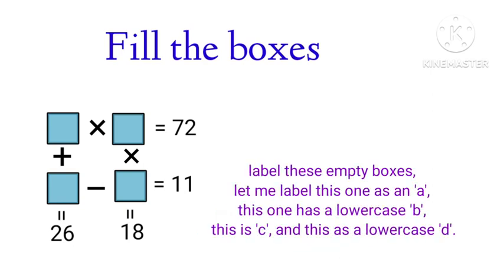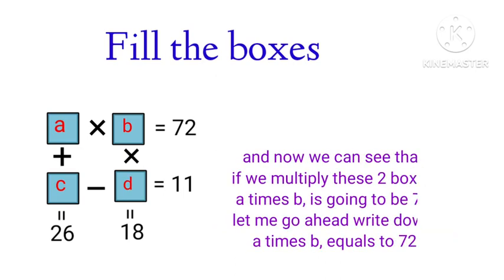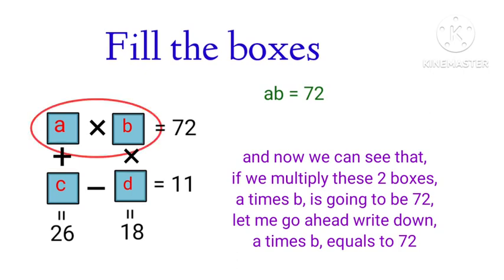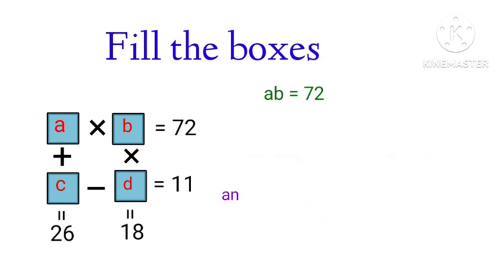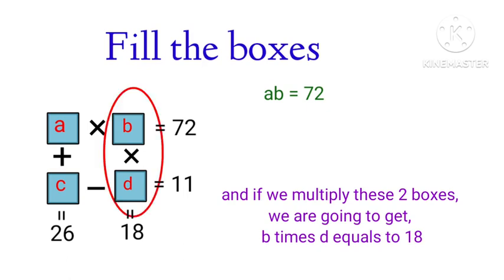Label these empty boxes. Let me label this one as A. This one has a lowercase b, this is C, and this is a lowercase d. And now we can see that if we multiply these 2 boxes, A times B is going to be 72. Let me go ahead and write down, A times B equals 72. And if we multiply these 2 boxes, we are going to get B times D equals 18.